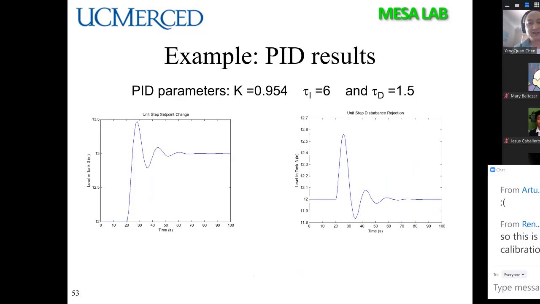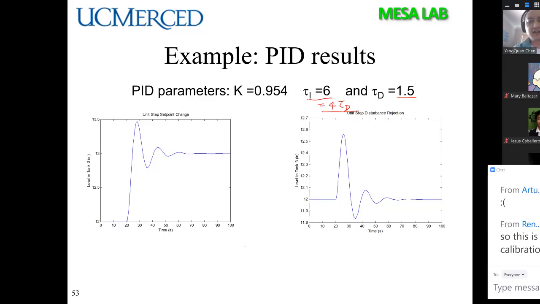It's PID. And remember, this is 4 times tau d. Okay, did you see that? There's a reason to do that. That reason is actually also easy to find.